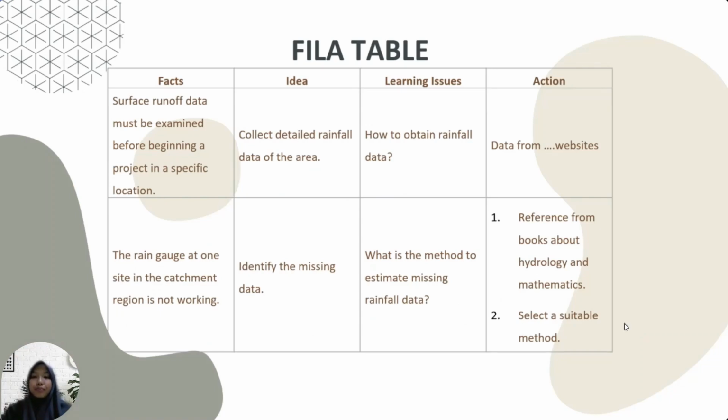Next, the FILA table: fact, idea, learning issue, action. The first round of data must be examined before beginning a project in a specific location. Idea: collect detailed rainfall data of the area. How to obtain rainfall data? Data from a website. The rain gauge at one site in the catchment region is not working. Identify the missing data. What is the method to estimate missing rainfall data for the learning issue and action? Reference from books about hydrology and mathematics. Select a suitable method. That's all from me. Thank you.